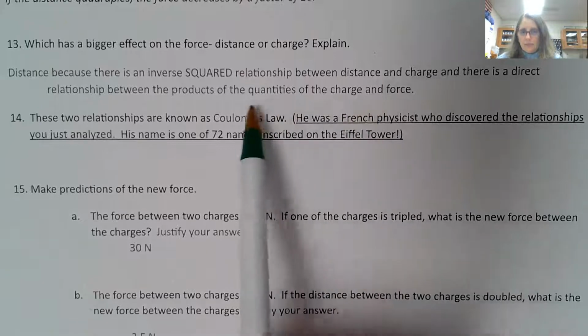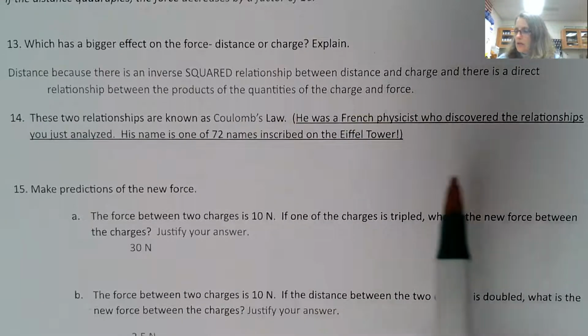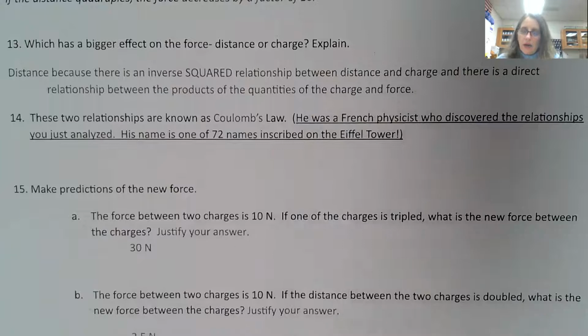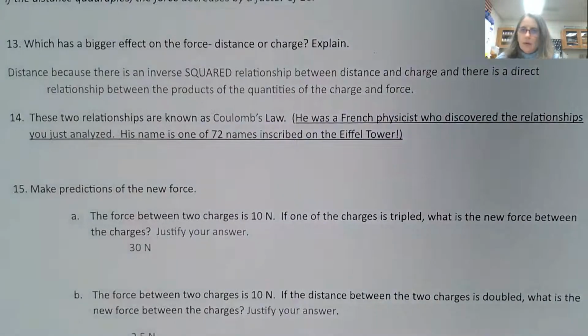This is what we call Coulomb's law. We talk about it in chemistry. It's also talked about a lot in physics. So that's why we're using kind of physics examples here for the newtons and what we're discussing. But it is called Coulomb's law.